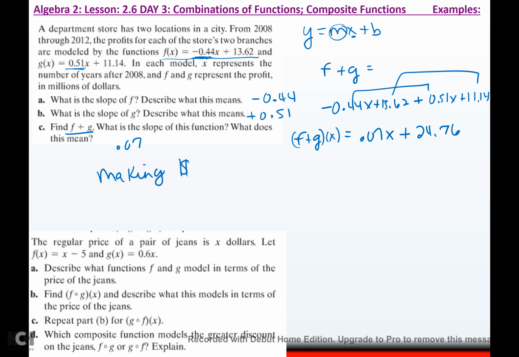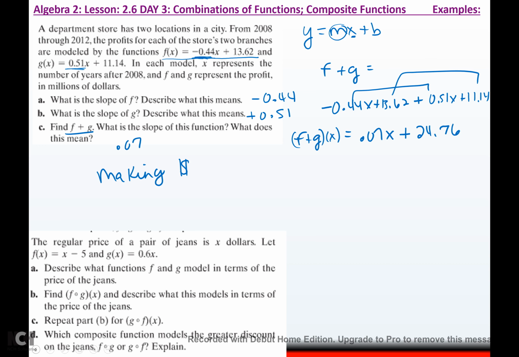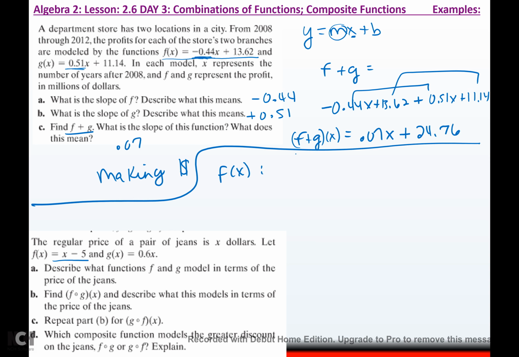Okay, it says the regular price of a pair of jeans is x dollars. Let f of x equals x minus 5 and g of x equals 0.6x. Describe what functions f and g model in terms of the price of jeans. Well, f says you're going to take the price and subtract 5. So for f of x, it means that you are going to take the price and reduce it by 5. So you're going to be getting $5 off the price.